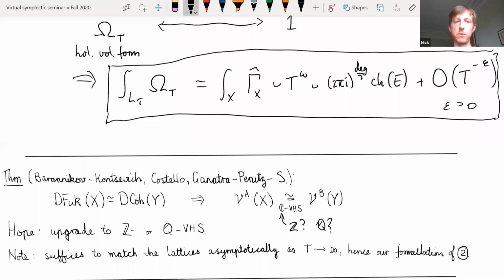All right, so this formula is actually the one that we are going to focus on. This is what I'm going to call gamma conjecture 2. So period integral on one side and some asymptotic formula for it in terms of an integral over the symplectic manifold on the other side.